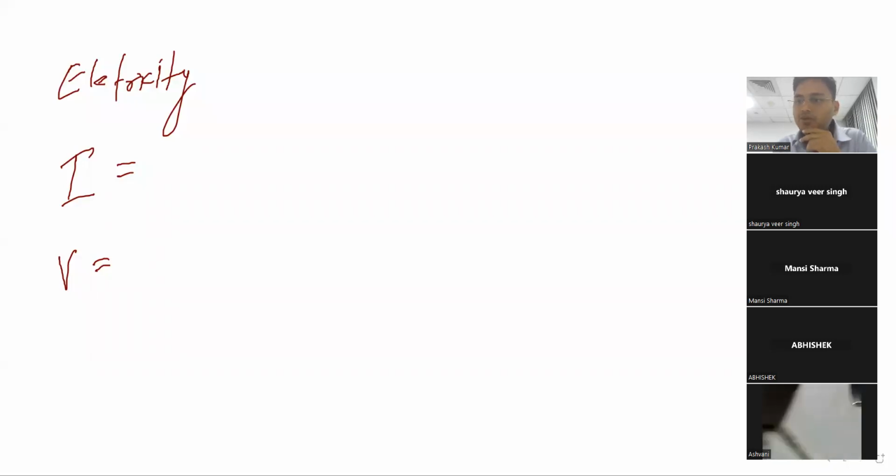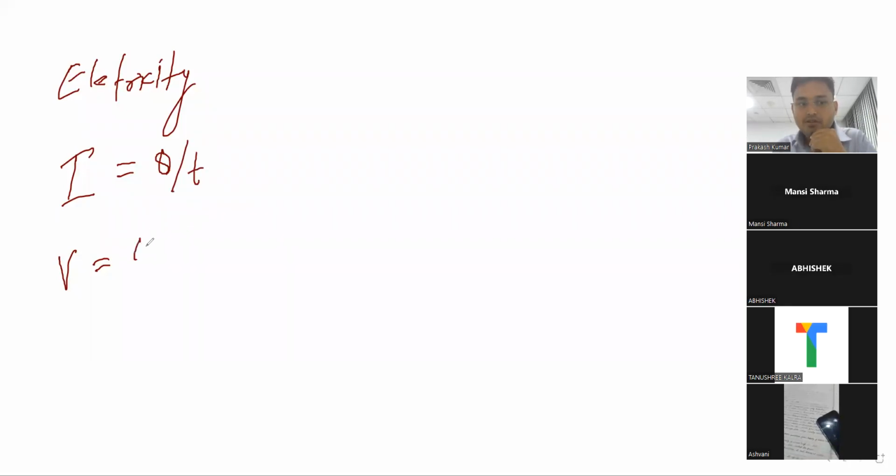All of you know current equals charge by time. And what is the formula for voltage, potential difference? V equal to IR. Work done by charge, right? Okay. So now in the last class, I was talking about resistance, right?